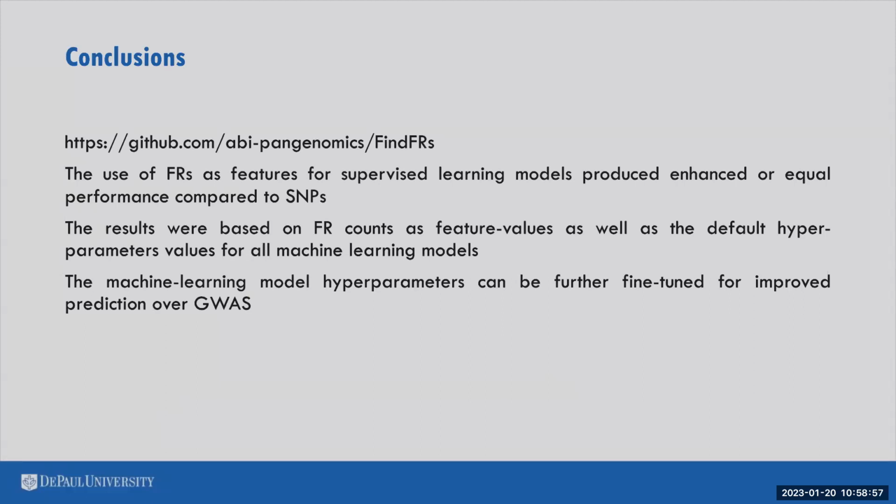So far the tool is available and it can be used. Using FRs as features for supervised learning models produced enhanced or equal performance compared to SNPs, because we are seeing some improvement, but it is not much higher than what we would see with SNPs. We are still seeing some improvement. The results were based on FR counts as feature values, as well as the hyperparameters that we selected for the machine learning models. And lastly, the machine learning model hyperparameters can be further fine-tuned for improved prediction over GWAS.